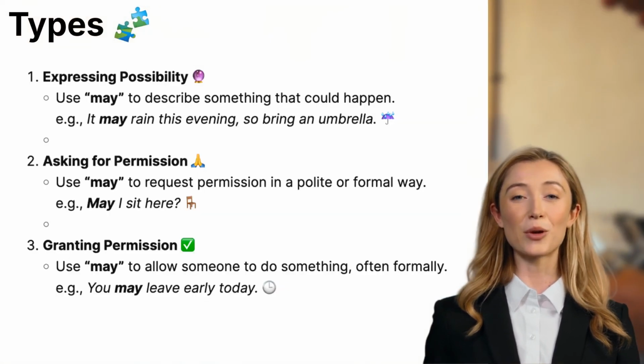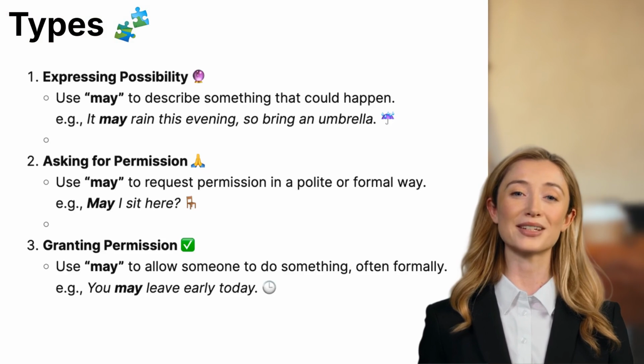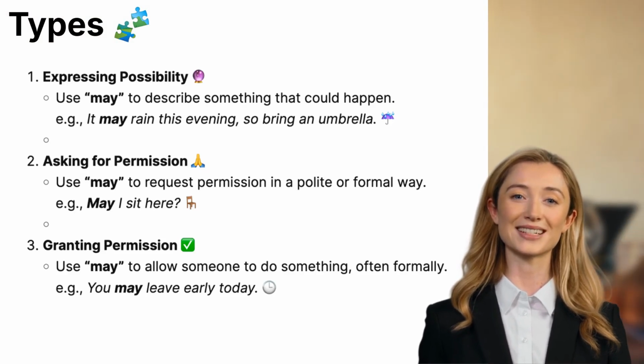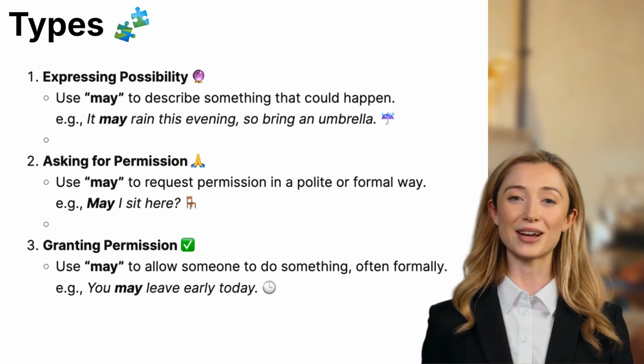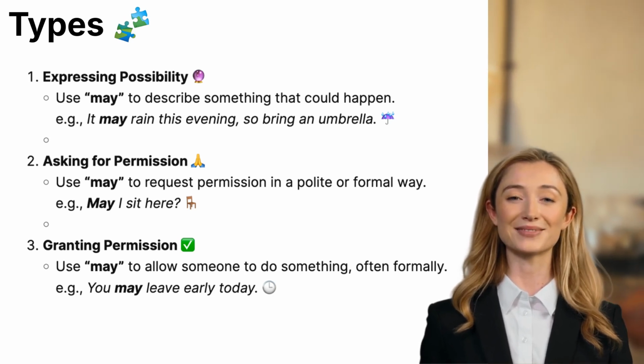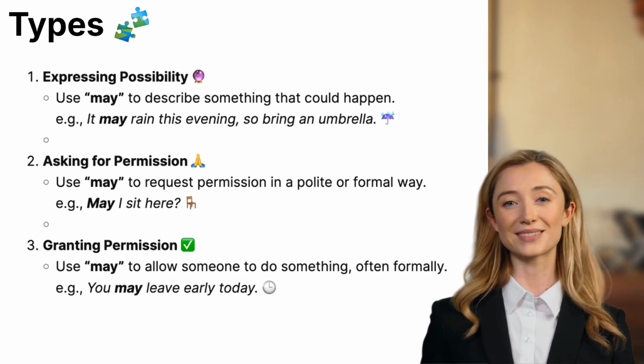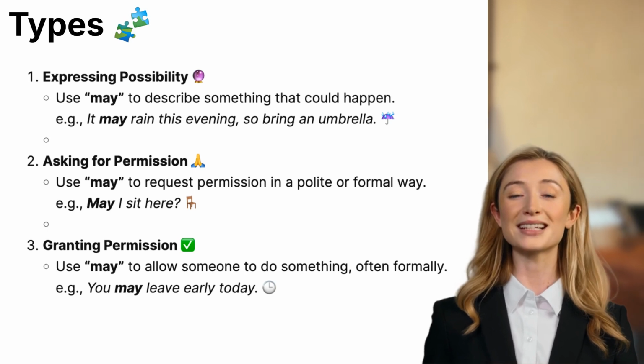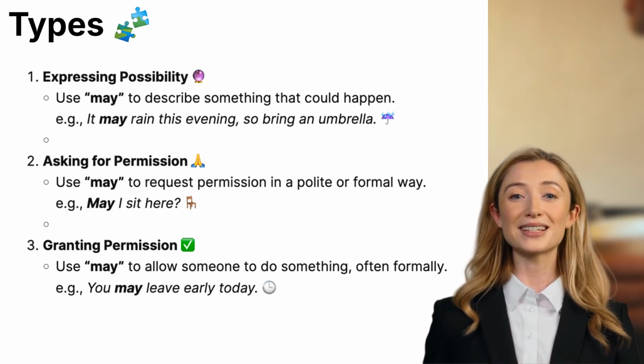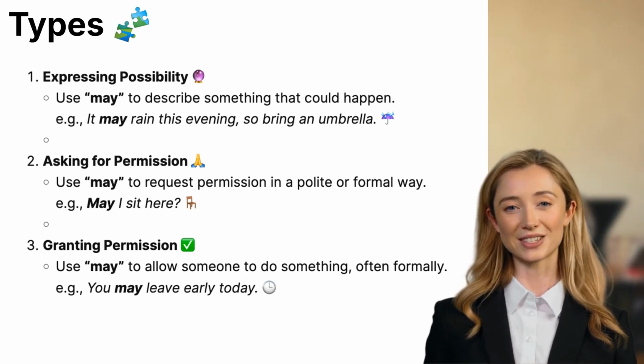In this lesson, we'll go over 5 key ways to use may with clear explanations and examples. Let's get started. 1. Expressing possibility. Use may to talk about something that could happen in the present or future. Example: it may rain this evening, so bring an umbrella. This means there is a chance of rain, but it is not certain.